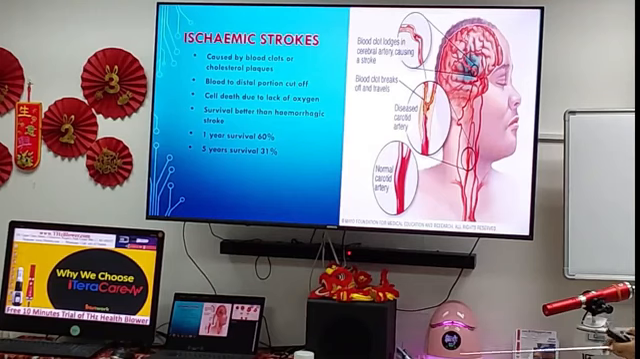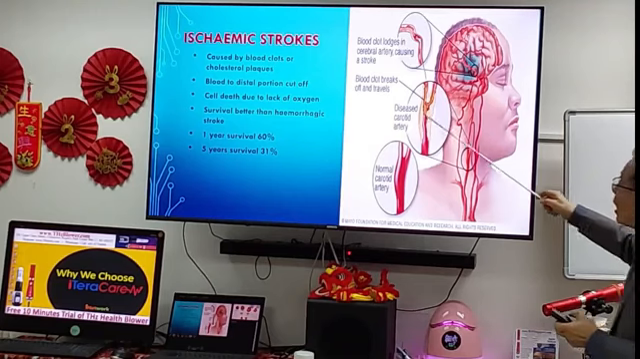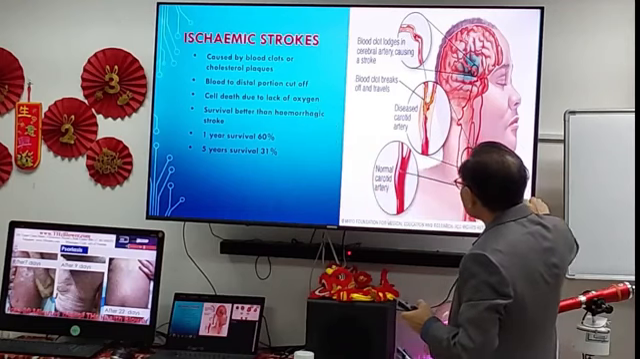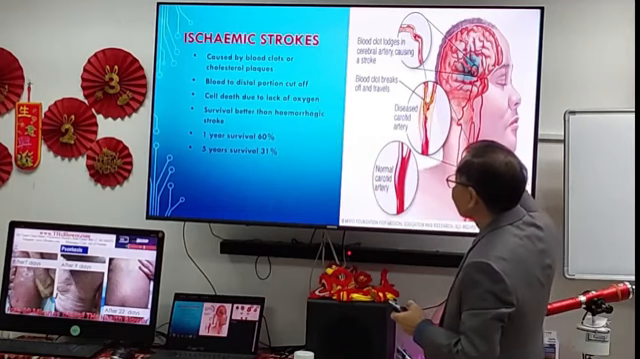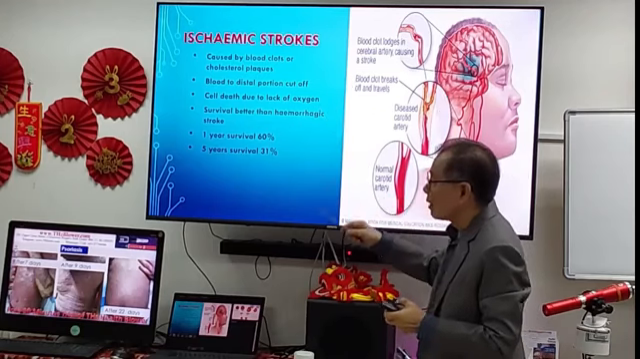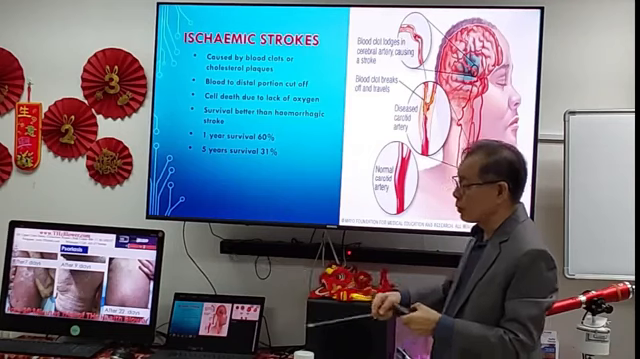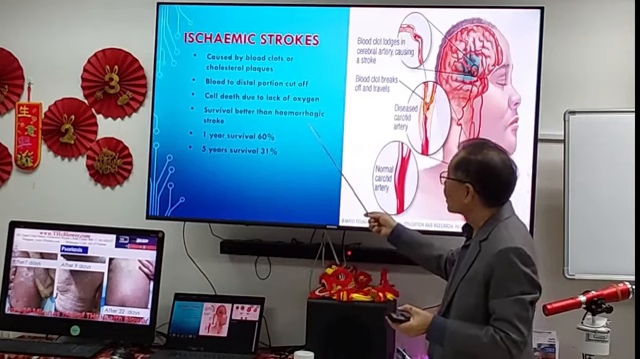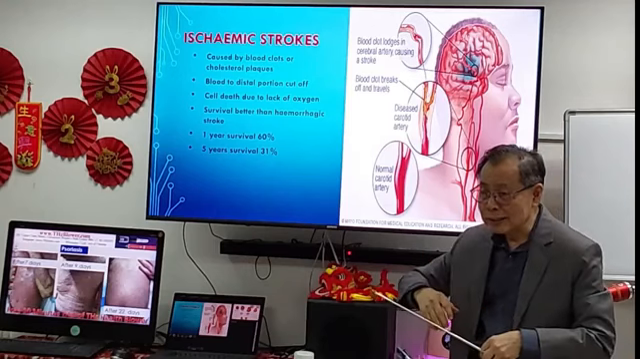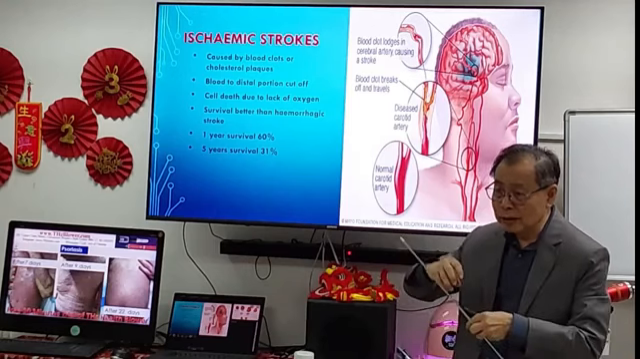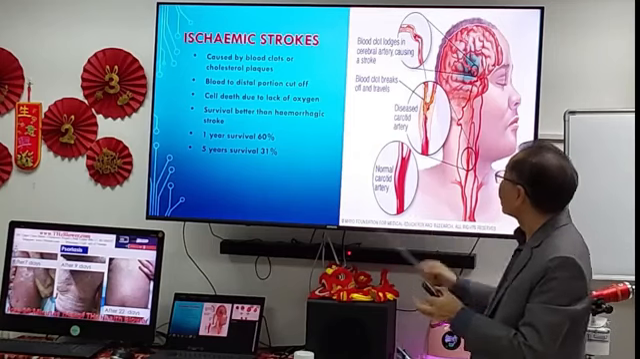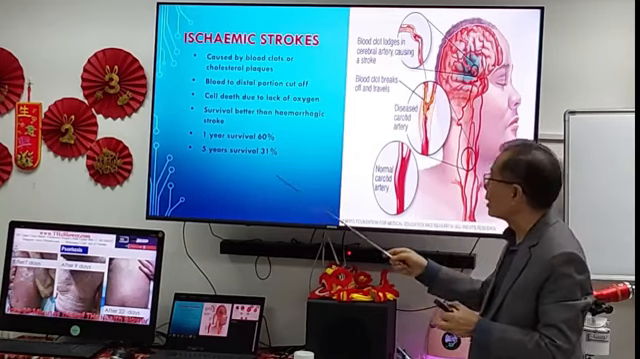Strokes. An ischemic stroke is caused by blood clots or cholesterol plaques. When there is a blockage, the blood supply beyond it is cut off, and of course your brain cells die because no oxygen comes through. Survival is better than with hemorrhagic stroke. Hemorrhagic stroke is when the blood vessel breaks and blood bleeds into the surrounding tissues of the brain.